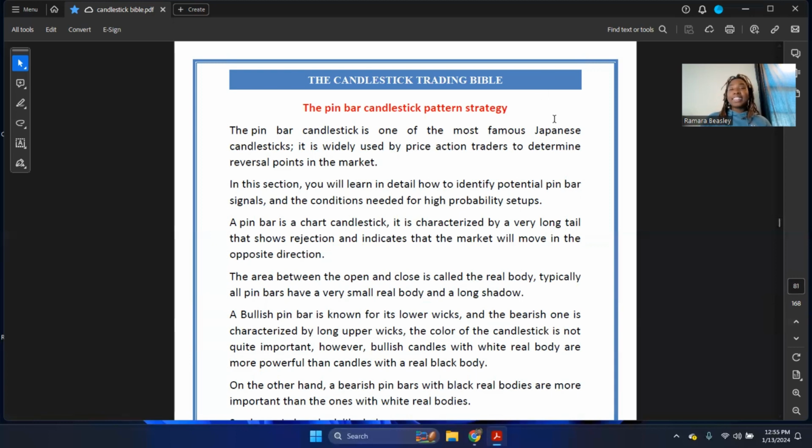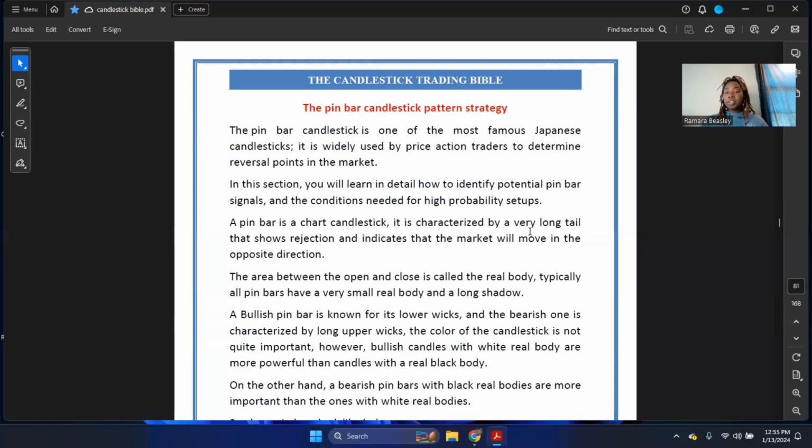The pin bar candlestick pattern strategy. So the pin bar candlestick is one of the most famous Japanese candlesticks. It is widely used by price action traders to determine reversal points in the market. In this section, you will learn in detail how to identify potential pin bar signals and the conditions needed for high probability setups.